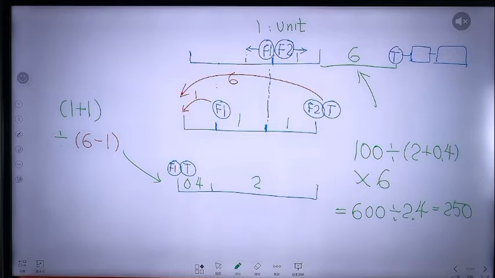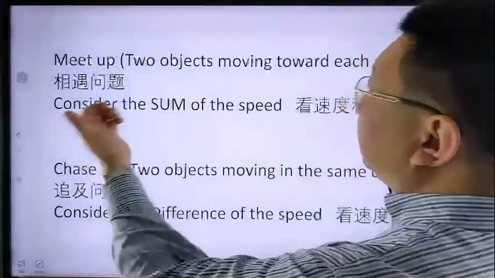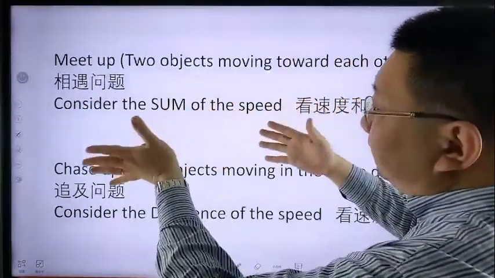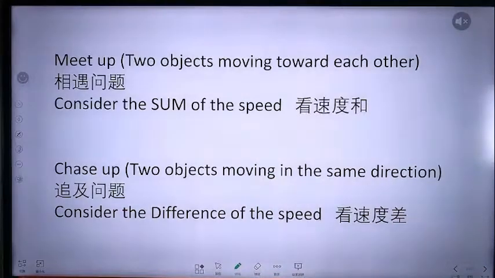All right, so now we do a quick review. From these 2 questions, we know that when we consider the meetup problems, we need to calculate the sum of speed, and if we do a chase-up problems, we need to consider the difference of the speed.